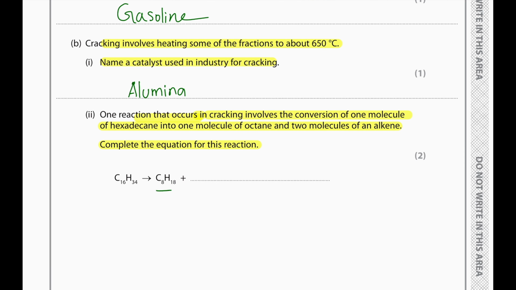So we can see the octane is already there. The total number of carbons is 16. Since it produces two molecules of an alkane and we already have 8 carbons produced in the octane, it can produce two molecules of C4H8. Guys, once we write this, it is very important to count the number of carbons and match it with the left-hand side, and the number of hydrogens.